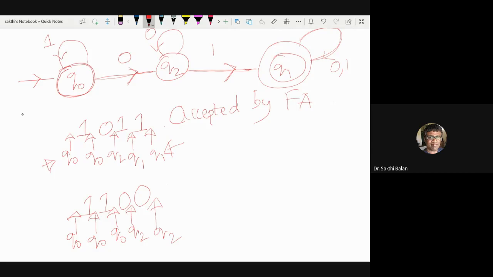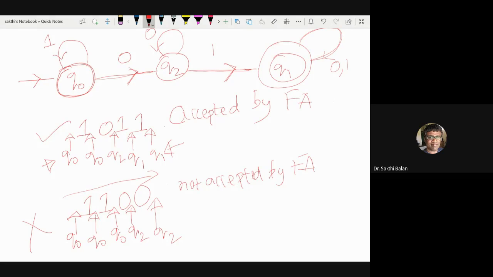Now, you see that it has read all the symbols 1 1 0 0, starting with Q0, but it is ending with Q2, which is not a final state. So if you read all the symbols in the string, and after reading all the symbols you are in a non-final state, then it will not be accepted by the FA. So this string is not accepted, but the earlier string is accepted.